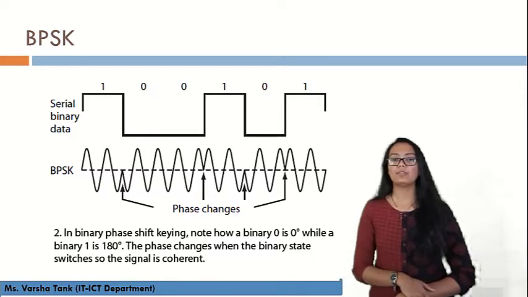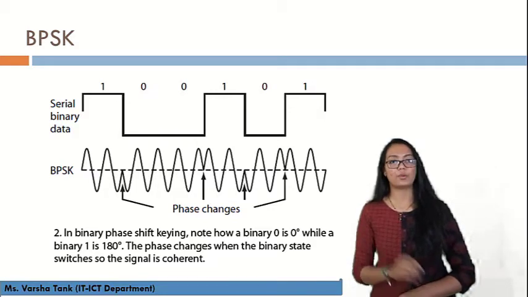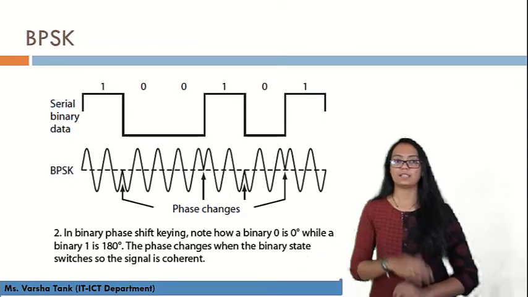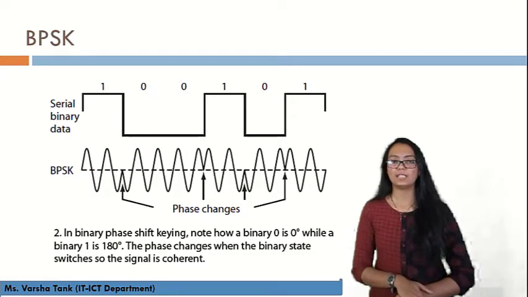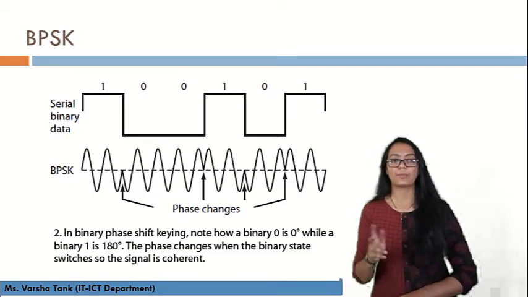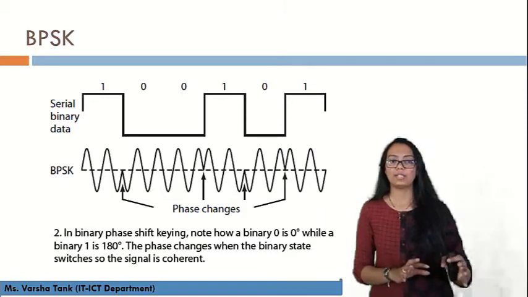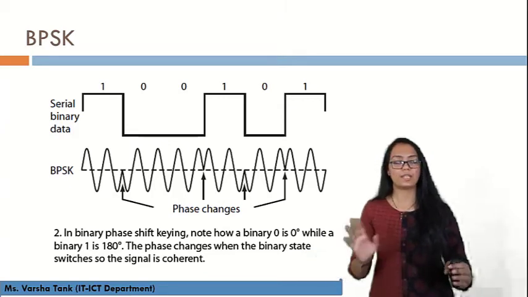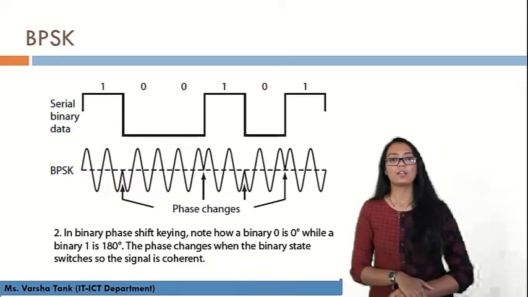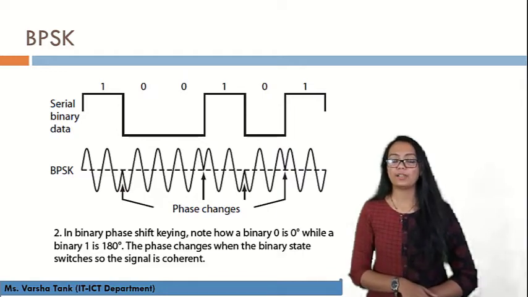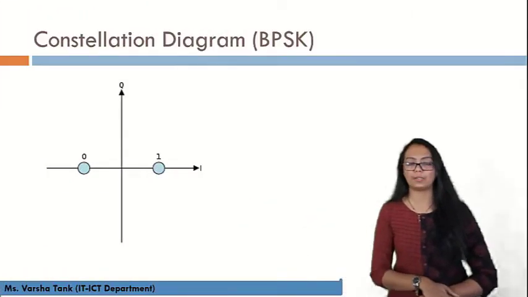Basically, in binary phase shift keying, you can have two phases, that is 0 degree and 180 degree. This is the reverse of the case we have seen in normal PSK, so this is the reverse waveform representation compared to PSK. For logic 0, we will have 0 degree, and for logic 1, we will have 180 degree. So PSK and BPSK are reverse of each other. The phase changes when the binary state switches, so the signal will be coherent in nature. So this is BPSK.